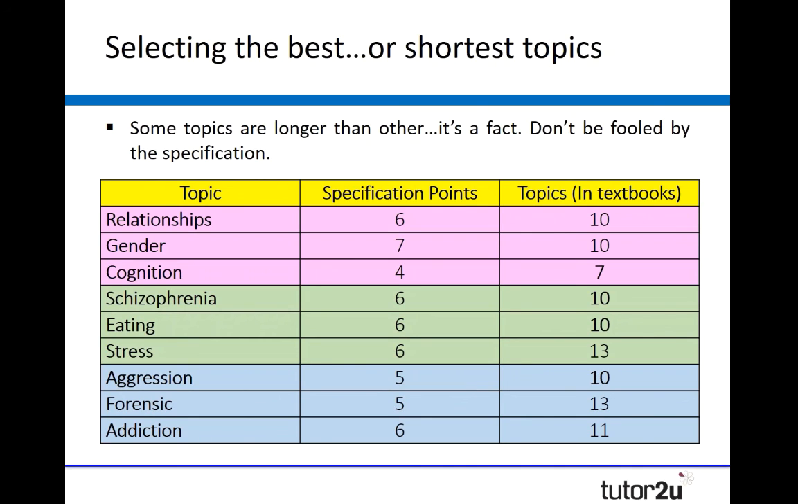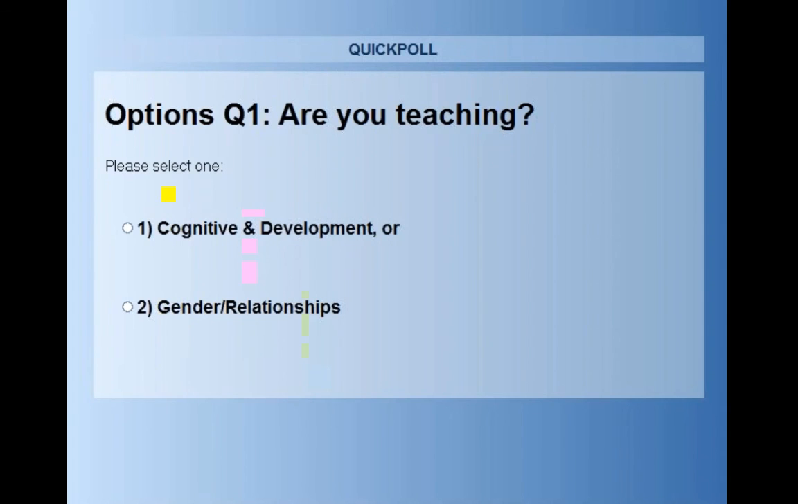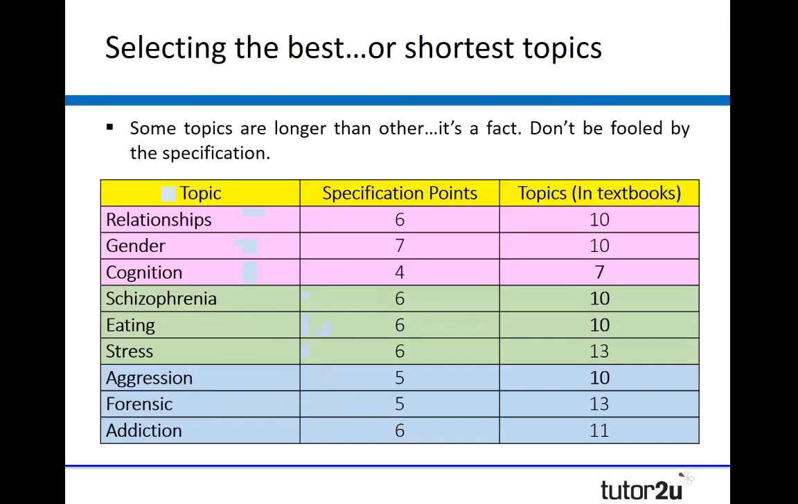I'm curious. I'm going to ask Jim to launch the next question. I want to know who's actually selected cognition, or who selected relationships and gender as their topic. So I'm just curious who's actually gone with cognition. Interesting, exactly what I thought it would be.